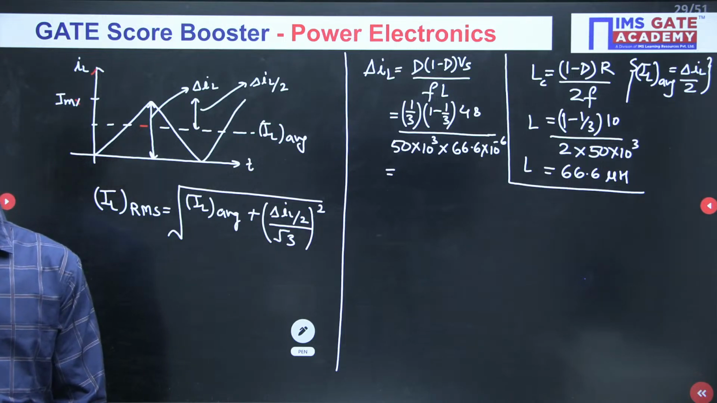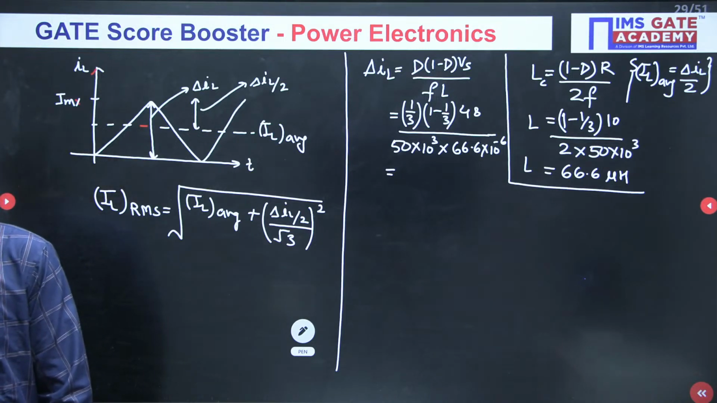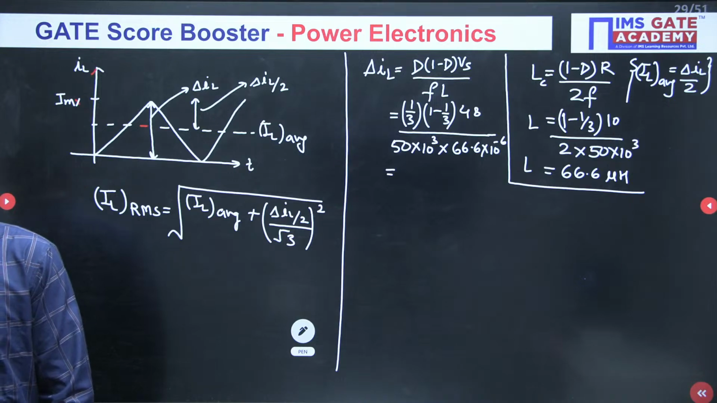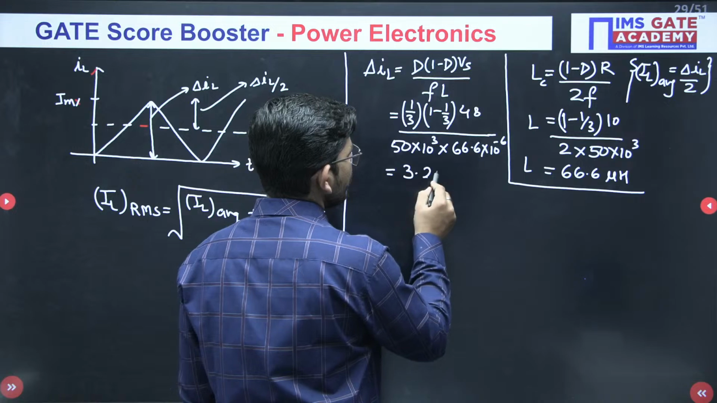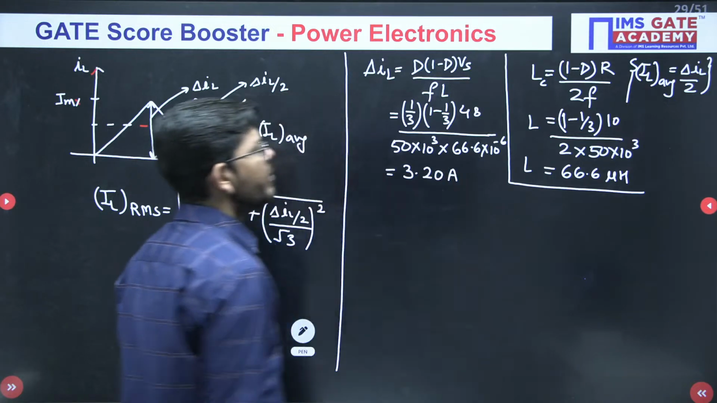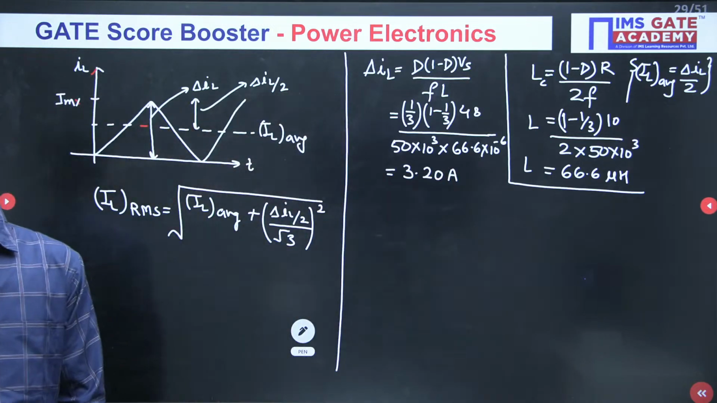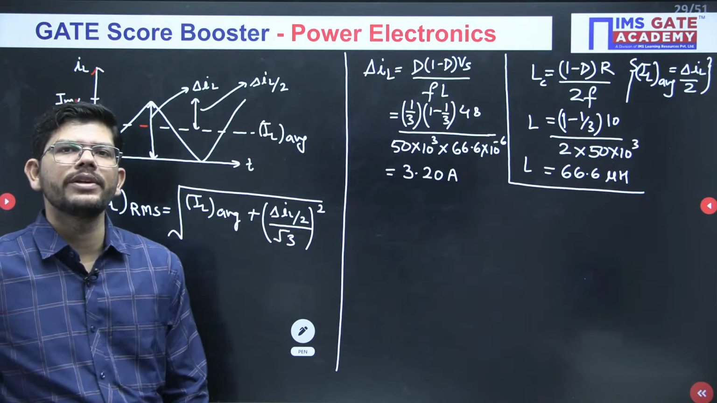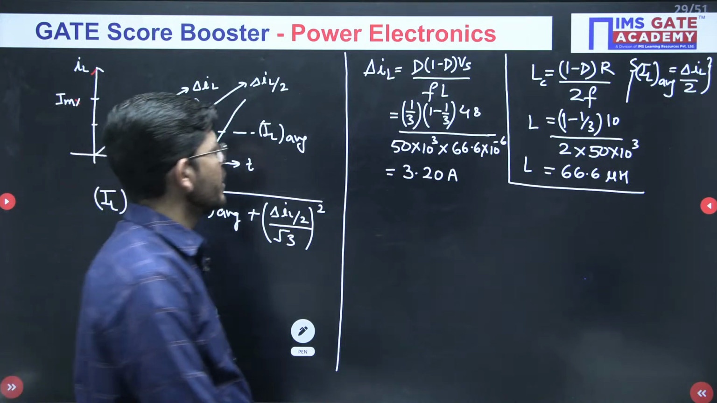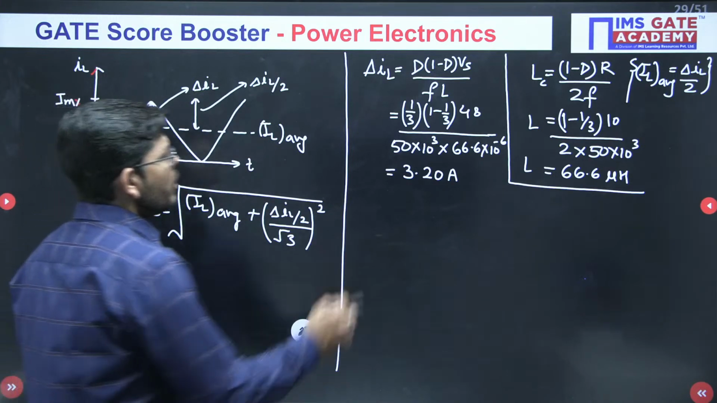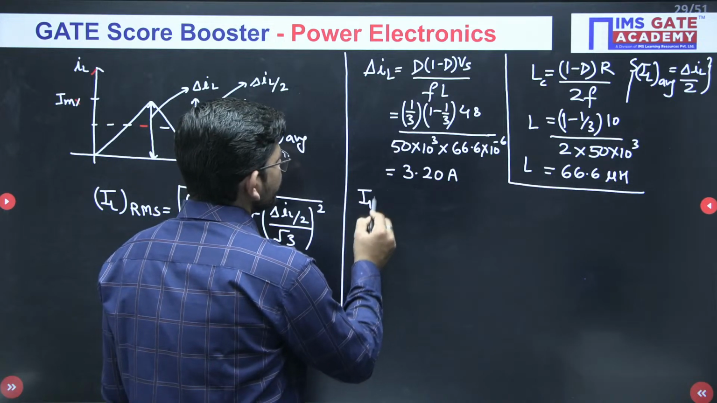Okay, so after putting the values, if you calculate it, 1.84 is what Neelmesh is getting. Delta IL that I have is 3.20. Okay, delta IL will be 3.20. If you are talking about the final answer, yes, Neelmesh is absolutely correct. Very good. So this will be the delta IL value. Okay. Now what will be the IL average?